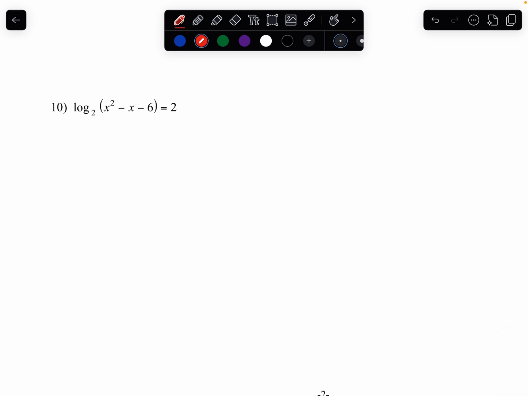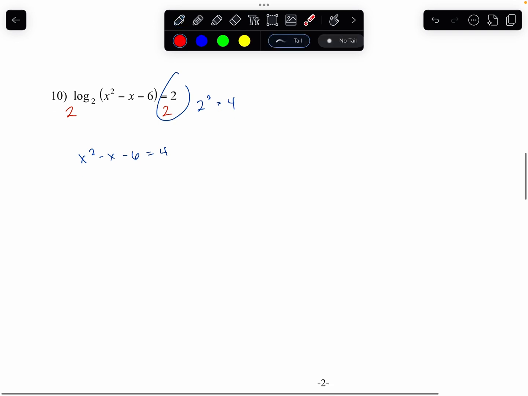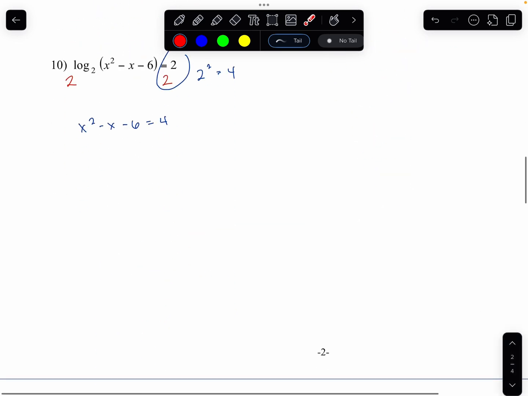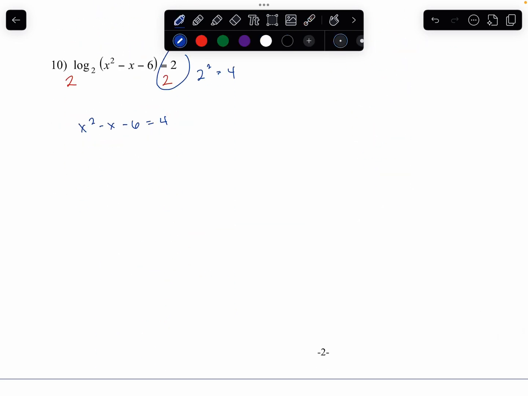Okay, and here I'll give this a base of 2, and I get x squared minus x minus 6 is equal to 4. Remember that that is 2 squared, which is equal to 4. Okay, now I don't have a linear equation like in all of these ones right here. I have a quadratic equation. So first thing I'm going to try to do is get everything onto one side, make one side 0, so x squared minus x minus 10 is equal to 0.